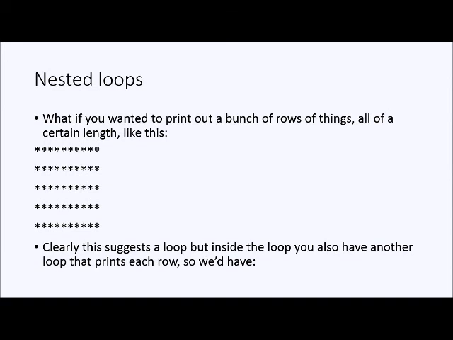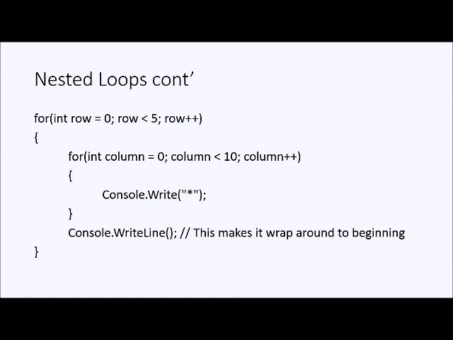Now, nested loops are something we do all the time in code. Let's say we wanted to print out a bunch of rows of things, all of a certain length. In this case, we're printing out a bunch of stars, all of length 9. So we're printing out 5 rows of 9 stars. This suggests a loop, but you have to have a loop inside of a loop. So we go from row 0 to 5, so that's 0, 1, 2, 3, and 4, so that's 5 rows total. We go from 0 to 10, so that's 0, 1, 2, 3, 4, 5, 6, 7, 8, and 9. And for each of those, we write a star. And then we write a line to wrap it around to the beginning.